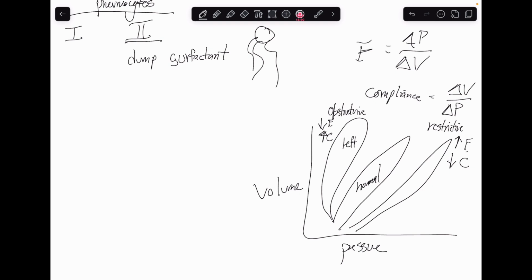If you have high resistance to strain, it's like trying to blow up a balloon in the first couple of seconds. It's real hard, and then you hit a point where you overcome the elastance, and then it becomes real easy, and then it gets hard again right before you're about to pop the balloon. But we don't do that with our lungs because we like our lungs not being popped like balloons.